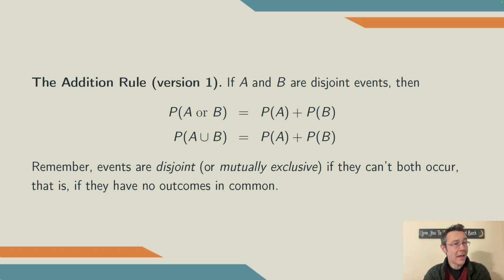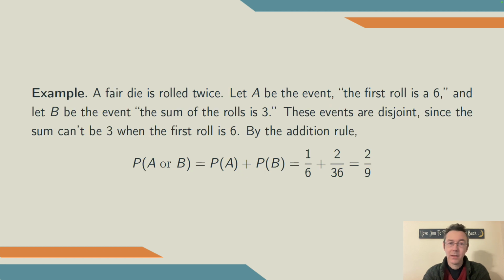In slightly more mathematical notation, we sometimes write the probability of A union B rather than probability of A or B. Those are just synonyms in this sense. Here's an example. A fair die is rolled twice. Let A be the event the first roll is a 6, and let B be the event the sum of rolls is 3. Now these events are disjoint since the sum can't be 3 when the first roll is a 6. So we're going to use the addition rule to get the probability that A or B occurs, that we either have the first roll be a 6 or the sum of the rolls is 3.